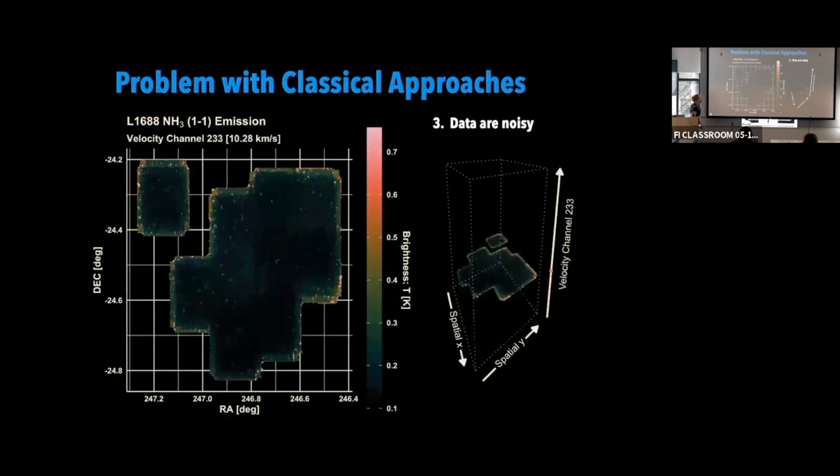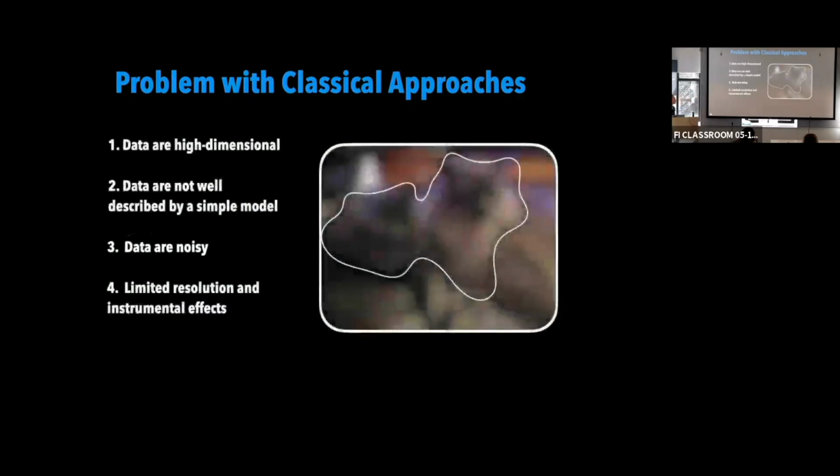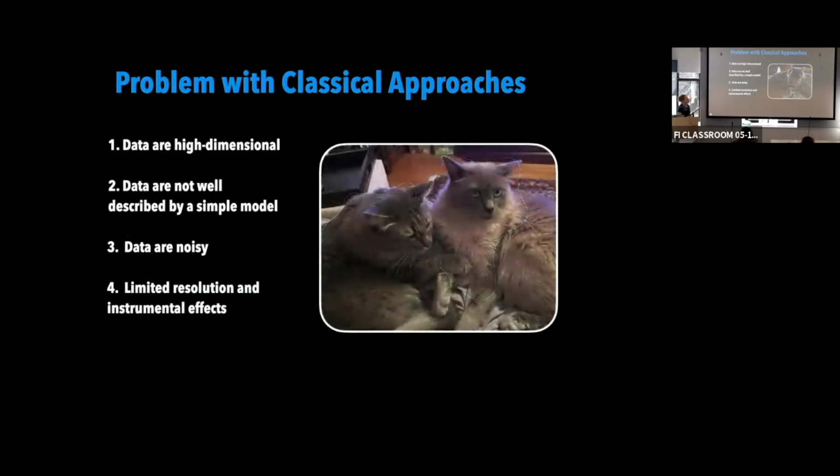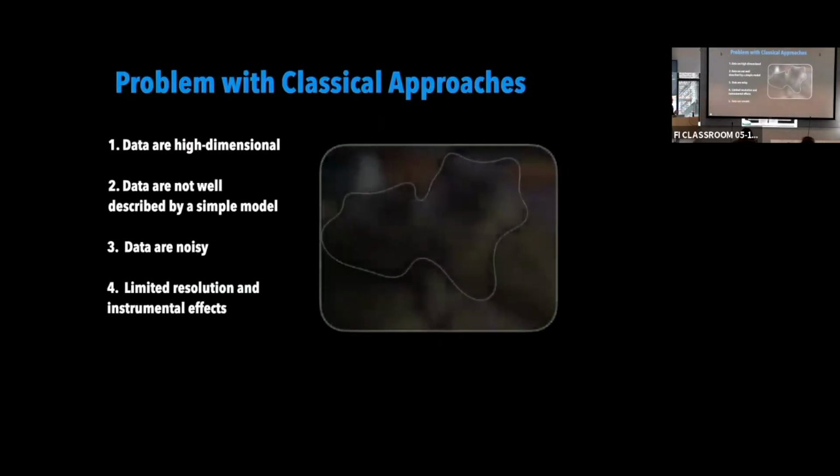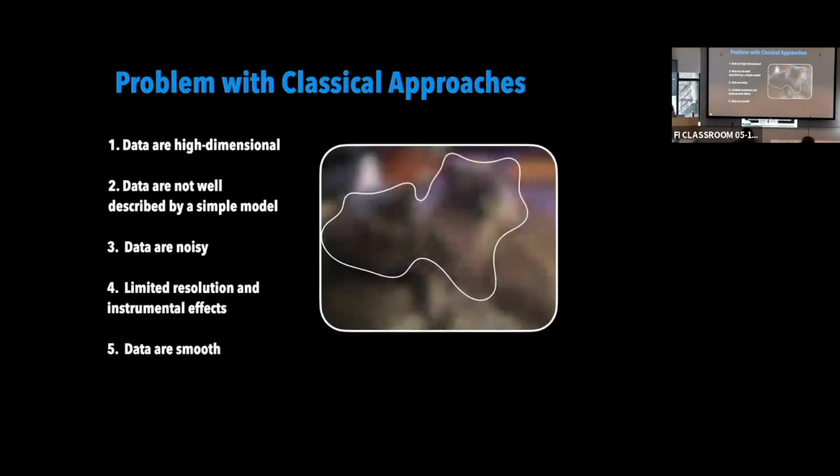The other problem, of course, is that we have limited resolution and instrumental effects, right? So if we had infinite resolution, we could actually see that this is not 1 cat, but 2 cats, right? And so we would like our method to be as sensitive as possible, to sharpen the detection of structure. But this is not what we have. We don't have these sharp cats. We have very smooth, blurred cats, right? So it's hard to tell how many there actually are.